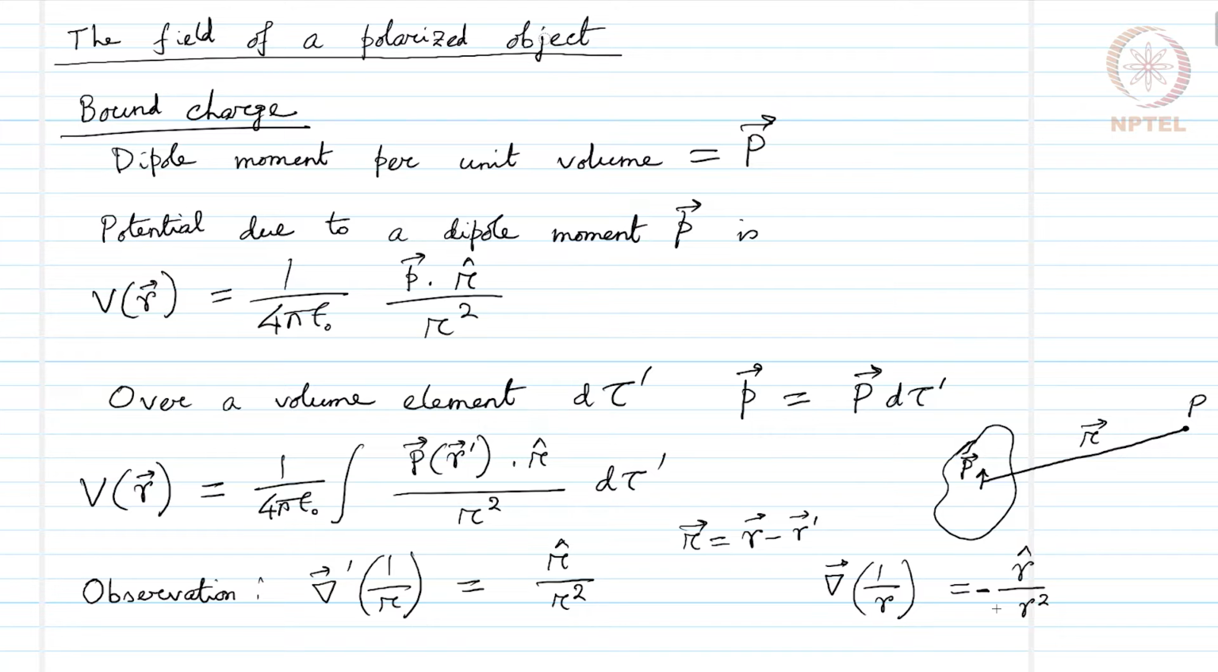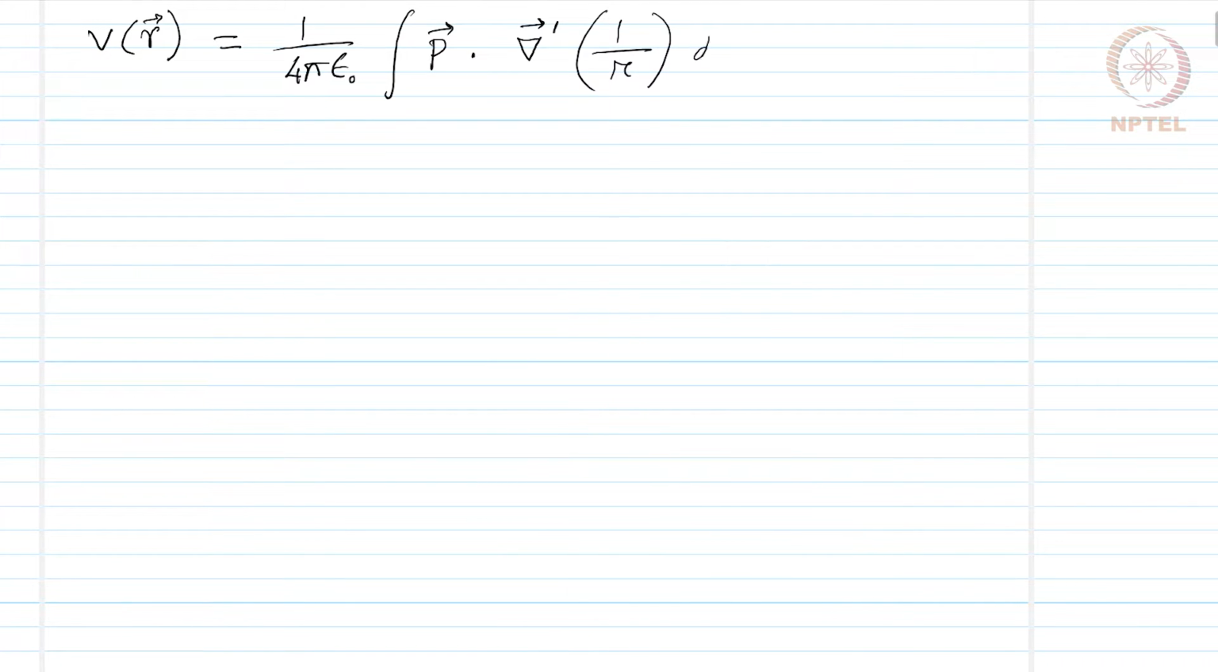And if we can represent this vector curly r cap over curly r squared as a gradient, that's going to make this work very interesting. Let's see how that does. That means the expression for the potential becomes 1 over 4 pi epsilon naught, integration of the polarization vector dot product gradient over the primed coordinate system of 1 over curly r, d tau prime.